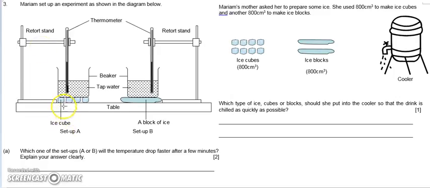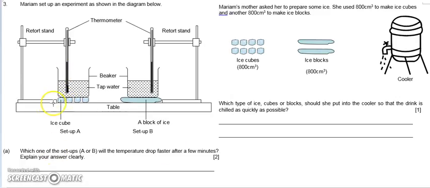Okay, and a block of ice. The ice cubes are evenly spaced out, whereas in setup B, the entire beaker of water sits on the block of ice. So which one of setup A or B will the temperature drop faster after a few minutes? Okay, so think about it before I give you the answer.